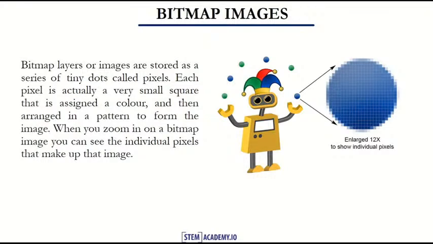So, in essence, the difference between vector layer and bitmap layer is that images on vector layer are created in form of lines. Images on bitmap layer are created in form of pixels. So, images on vector layer retain their quality whenever you enlarge or zoom into them, while images on bitmap layer tend to lose their quality whenever you enlarge or zoom into them.